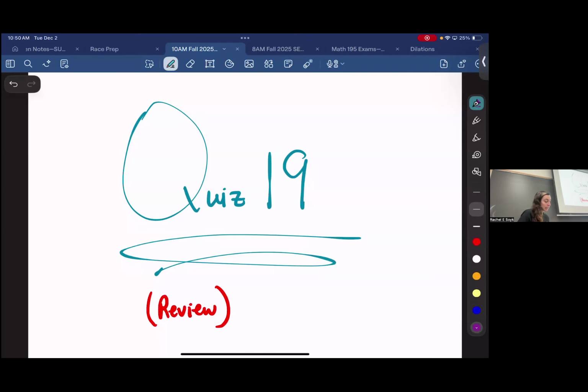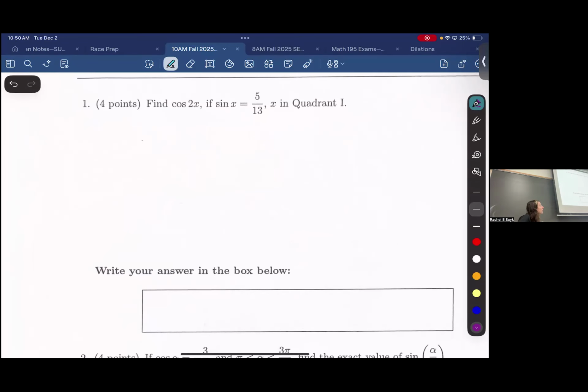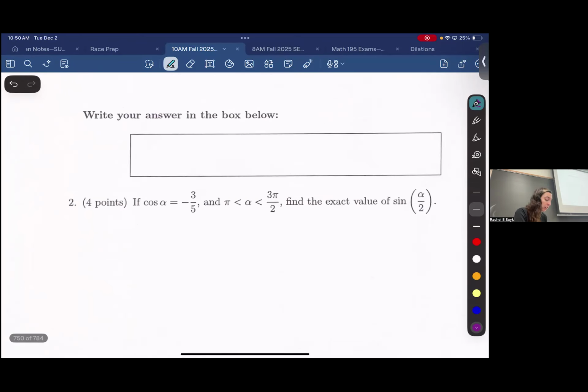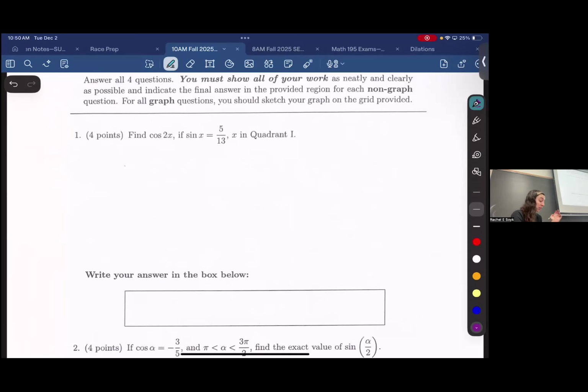So quiz 19, we're dealing with our double angle formulas and our half angle formulas. Remember, our sine double angle, we only have one, but with our cosine double angle, we have three. And it helps to know all three, but you should definitely know at least one.